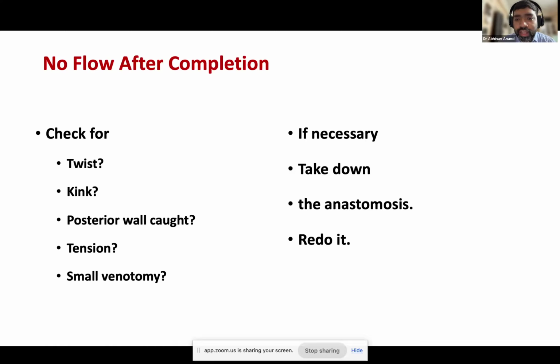After completing the anastomosis, we check if there is any twist, if the posterior wall is caught behind the sutures, if there is any tension, or if there is a small hole. If we are not satisfied, or we are not happy with the flow, in extreme cases we might have to take down the anastomosis and redo it. We never compromise with the flow.